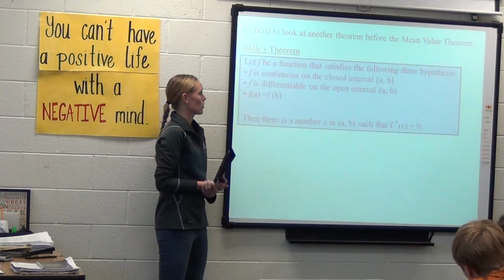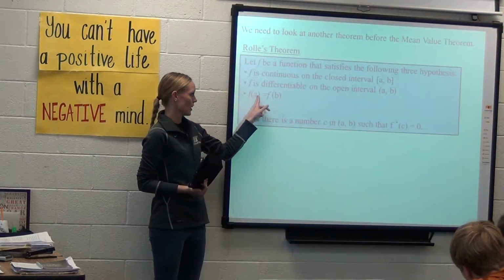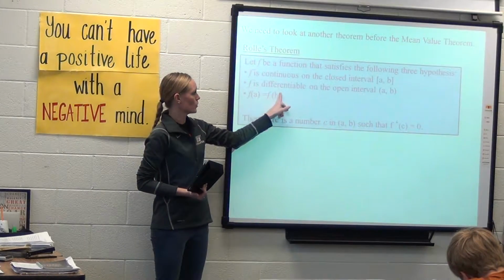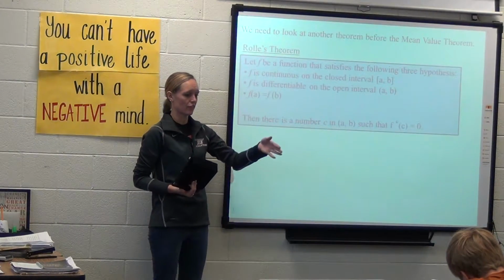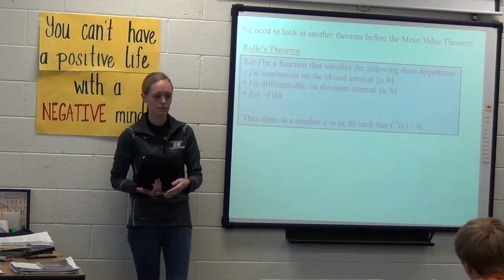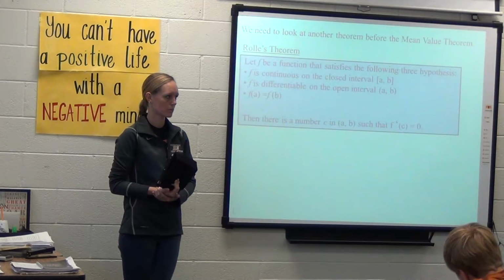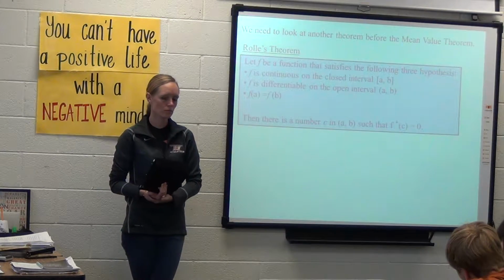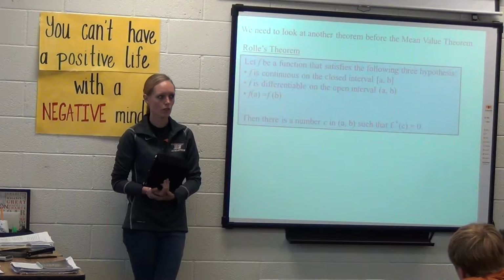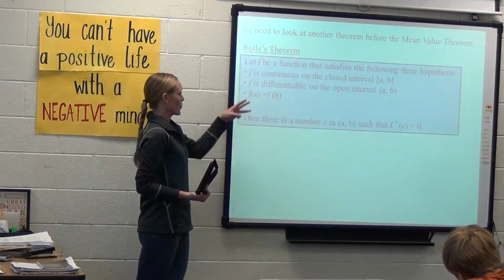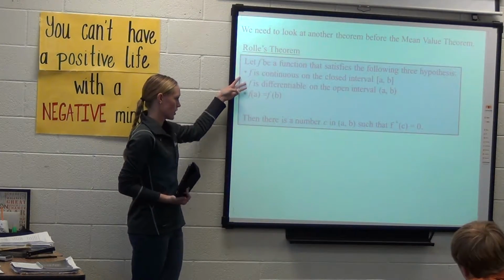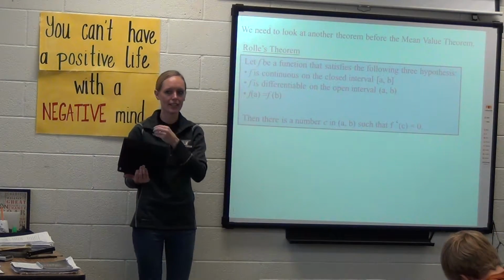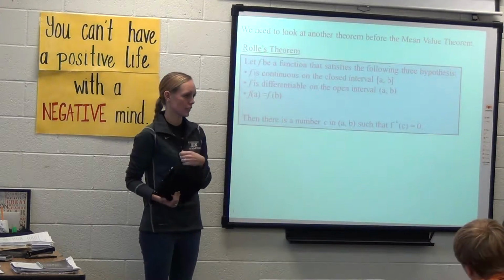And the third thing for Rolle's theorem is that the function evaluated at the start of my interval, f of a, has to be equal to the function evaluated at the end of my interval, f of b. And if those three things are true about a function, then that means there has to be some number in that interval where the derivative is equal to 0.